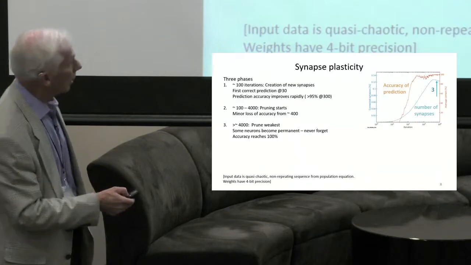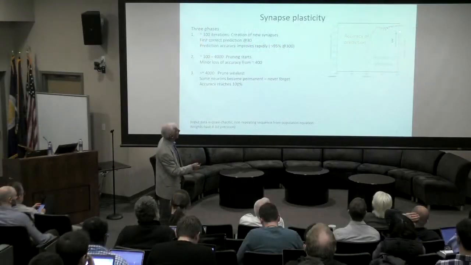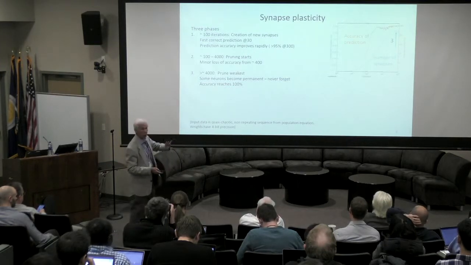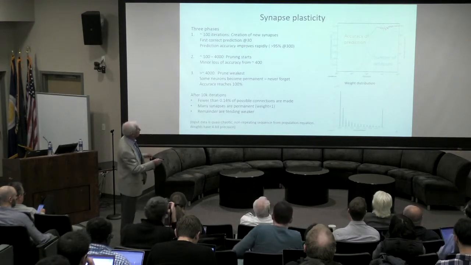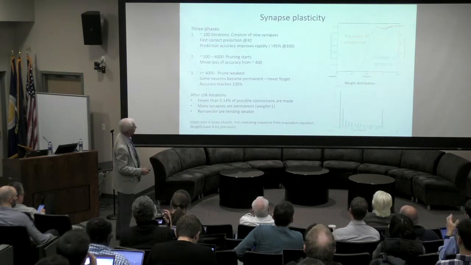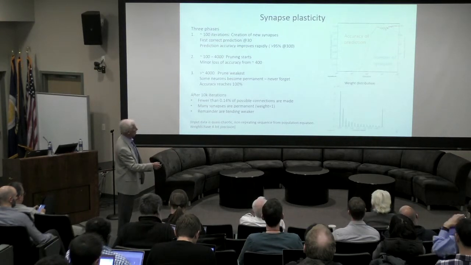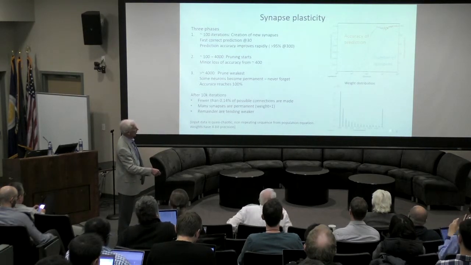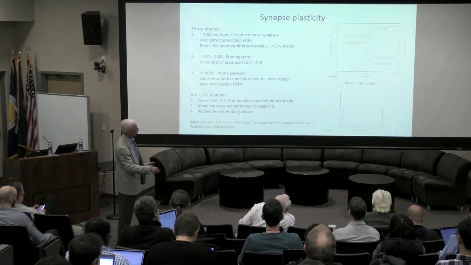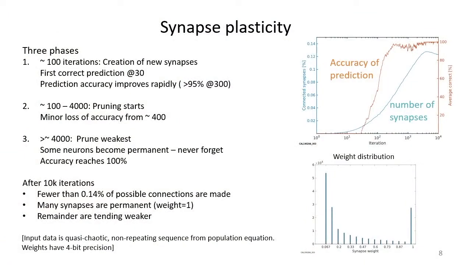And then phase 3, you start to see pruning of the synapses, removal of the weakest ones, the ones that are becoming less and less relevant. So after the 10,000 iterations of this particular run, we see a distribution that looks like this. This is the 4-bit distribution, so there are 15 levels here. There are quite a lot that are permanent, so they're going to remember that sequence now forever. And the rest of the population is sort of tending towards 0 and eventual removal.